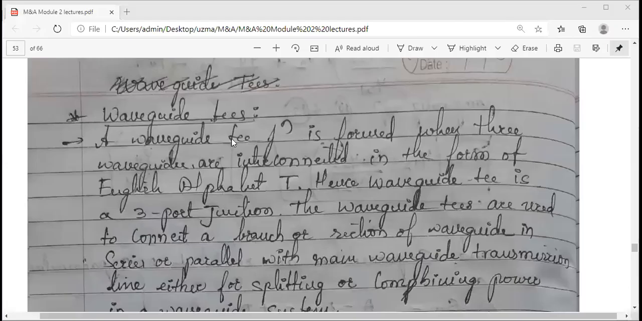In the previous session, we started with the waveguide T junctions. These are one of the categories of microwave passive devices. We have already seen the microwave passive devices, that is, different coaxial connectors. Then we saw some attenuators, fixed and variable. We have even seen phase shifters. Now we are going to look at the waveguide T junctions.